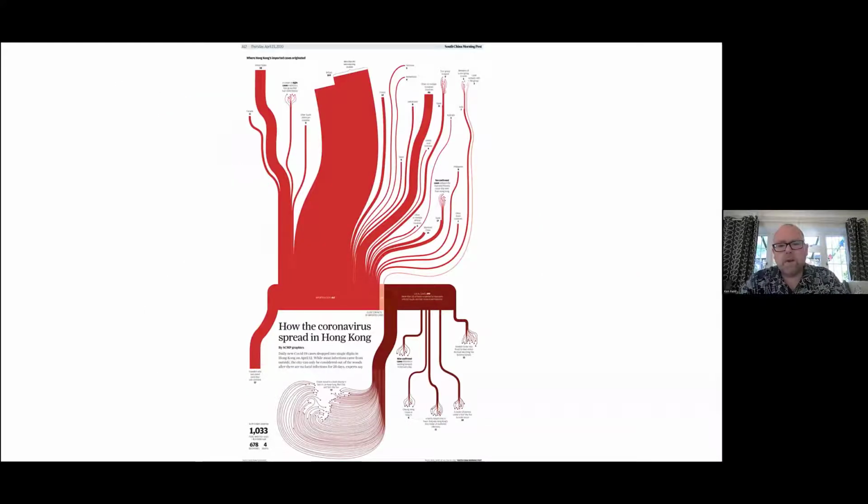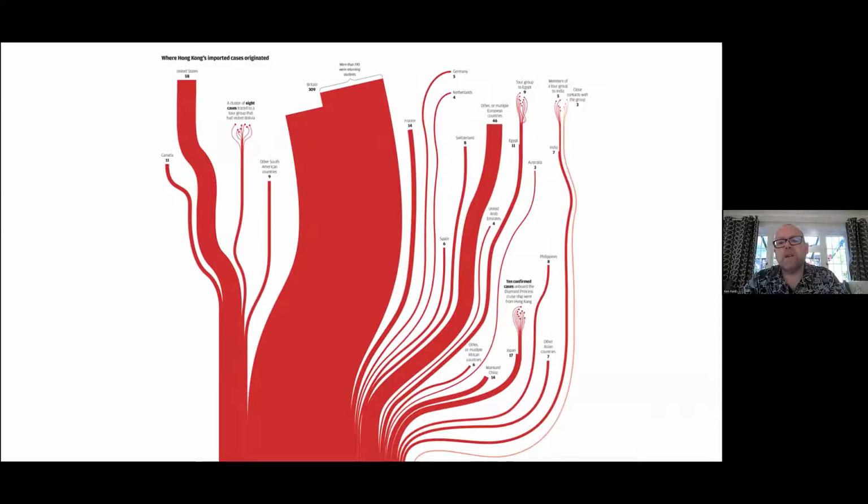Now, this isn't one that I did, but it's one that I found absolutely fascinating, the South China Morning Post, of how the coronavirus spread in Hong Kong. It's a wonderful example, I think, of a distributive flow map. Up to April the 12th, 2020, the bright red are imported cases and the dark red are local cases. If we zoom in a little bit, you can actually see that the thickest line was Britain. So well done us. Most of the early Hong Kong cases were directly imported from GB.